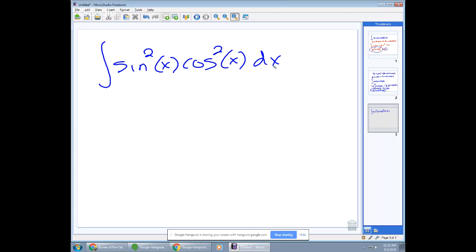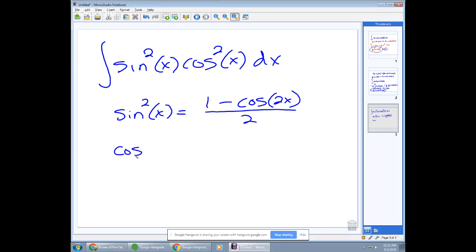Yeah, so what we have to do is apply some trig identities because a regular substitution is not going to work on this one right here. So there's a couple of different identities. Yesterday, the identities I went over were the half angle formulas. So that would be, for example, the sine squared of x is equal to 1 minus the cosine of 2x over 2, and the cosine squared of x is equal to 1 plus the cosine of 2x over 2.